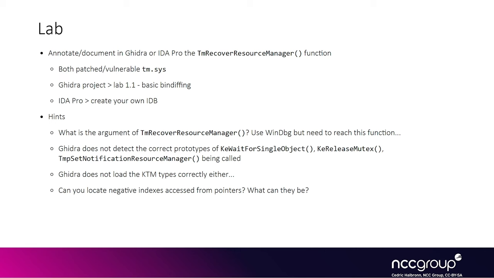Another thing to notice is that all the kernel transaction manager types are not known by Ghidra, but some of them are publicly documented. So actually defining them in Ghidra is going to help to understand what is touched by this function. And the final thing to note is that there are actually negative indexes accessed from pointers. So here I'm asking you, what could that be? Try to think about it.